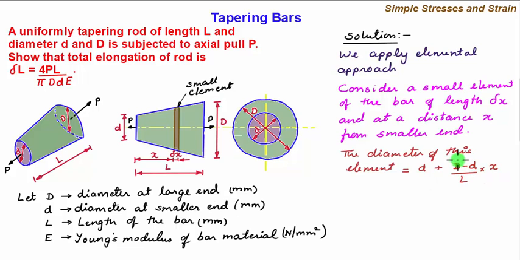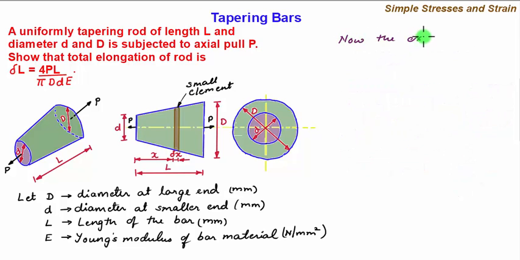We see that capital D minus small d by L represents the change in diameter per unit length of the bar, since the diameters are changing uniformly. When we multiply x to this term, we get the change in diameter from the smaller end. So the diameter of the element at this section at a distance x from the small end is equal to d plus capital D minus small d by L into x.